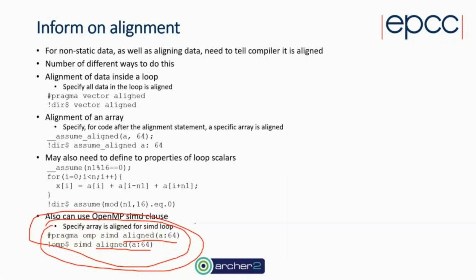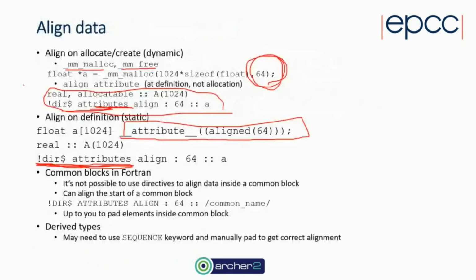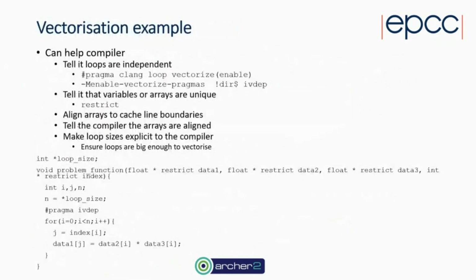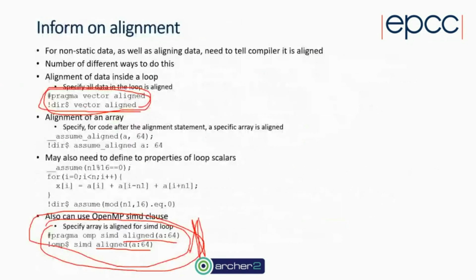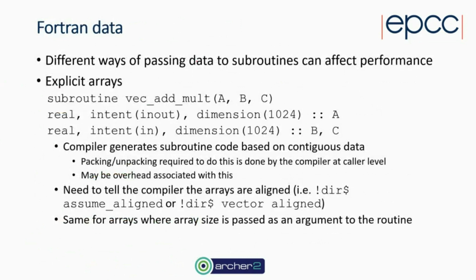get the best performance. Now, these are compiler independent directives. There are also some compiler dependent directives. This will work with the Intel compiler and the AMD and Cray compilers, as long as you use this flag here, enable vectorize pragmas. And then there are some other things which may work on different compilers as well. So there's multiple ways of doing this, but this is what you have to do.